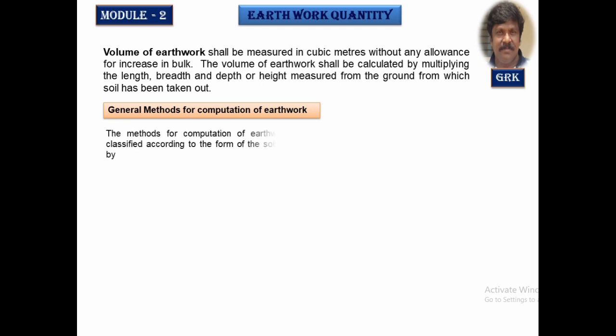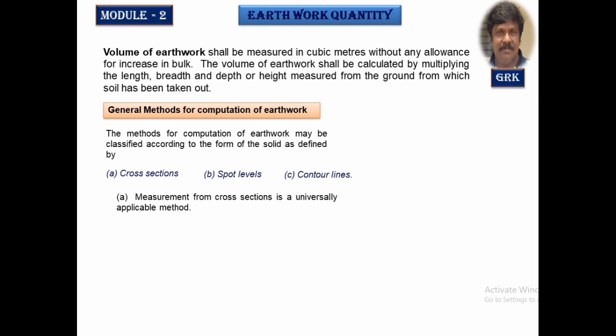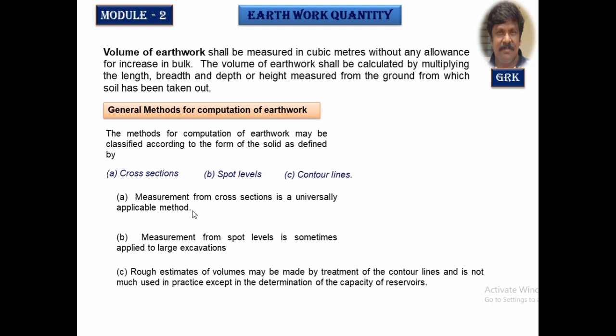To compute this, we have various general methods, like the cross section method, by which most of the estimation of earthwork quantities will be done. Another method is called spot levels, which can be used for major works with a large quantity of work, and then contour lines. The first one is usually adopted universally. The contour line method will be used roughly to calculate the volume of water stored in a reservoir or water accumulated in ponds. We can make use of the contour lines. We'll study about these methods in the next session.